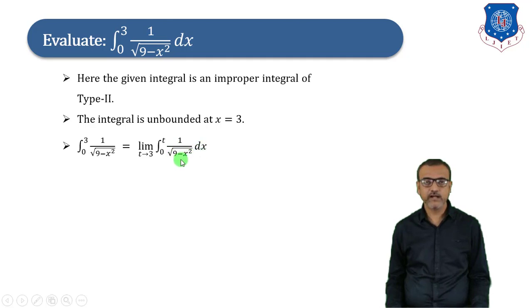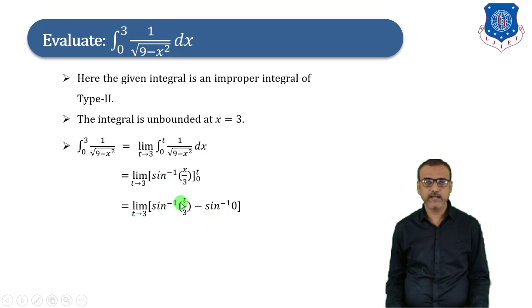Now we will find this integration according to the formula: integration of 1 upon square root of a square minus x square is sin inverse x by a. So this is equals to limit t tends to 3, sin inverse x by 3, and its limit is from 0 to t. Now for upper limit t, sin inverse x by 3 will become sin inverse t by 3. Then after minus sign, for lower limit 0, it will become sin inverse 0.